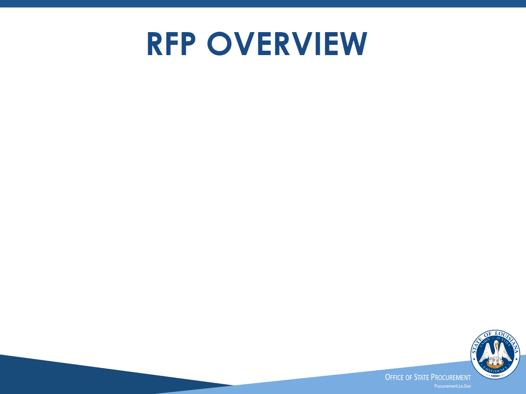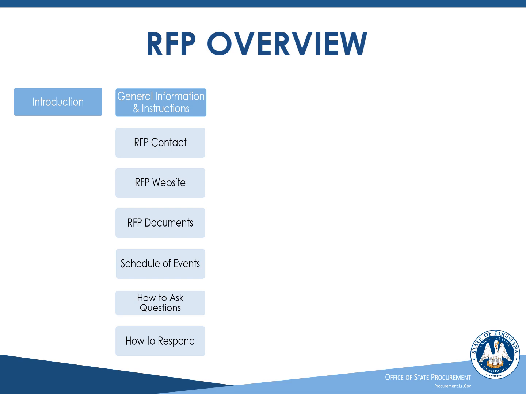Listed first in the table of contents is the RFP overview. The overview is broken down into 5 sections. The first section is the introduction. The introduction provides a brief summary of the services or products being sought and the intended number of awards. The second section is general information and instructions. In this section, proposers will find information and instructions regarding who to contact with any technical questions, how to access the RFP electronically, the list of attachments that make up the RFP, the schedule of events, how to ask questions about the RFP, and how to respond to the RFP.